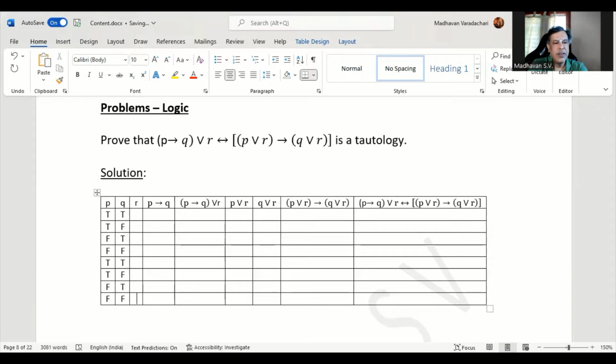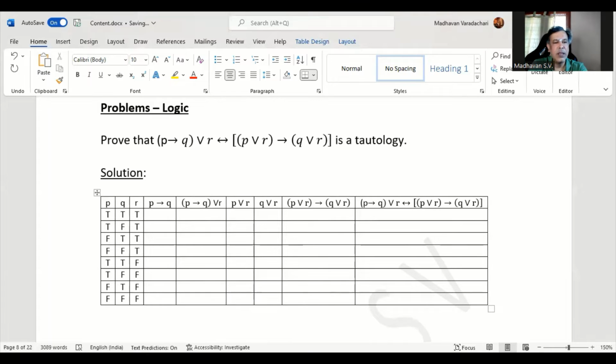Now for the third statement, that is statement R, first four rows will be filled in with true and next four rows will be filled in with false. By this, we would have captured all the possible combinations for three statements P, Q, and R.